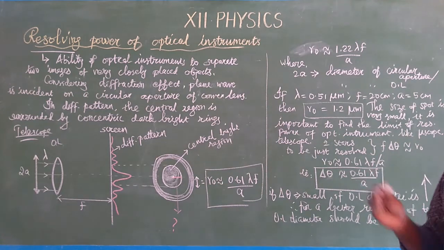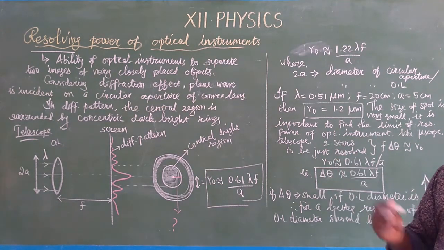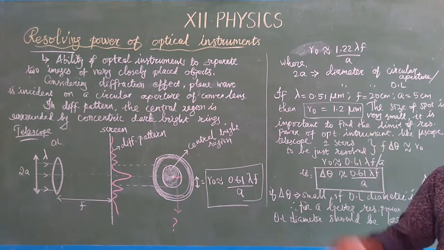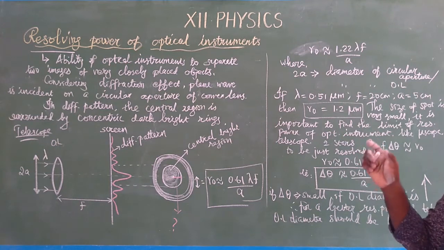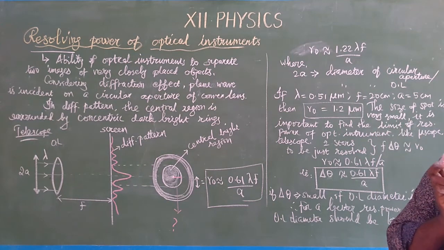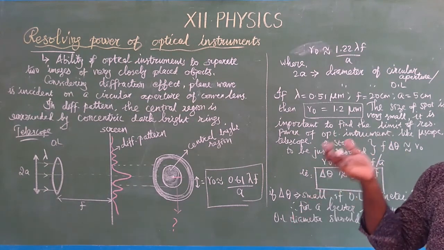So easily we can distinguish the two objects which are placed very close, with the ability of the optical instruments. So the word resolving means it is the ability of an optical instrument to separate the two images which are placed very close together.